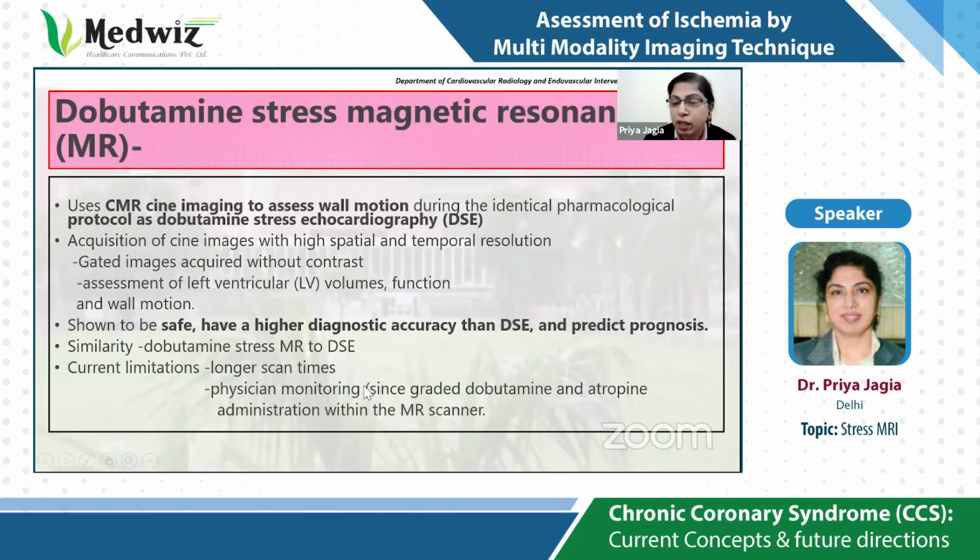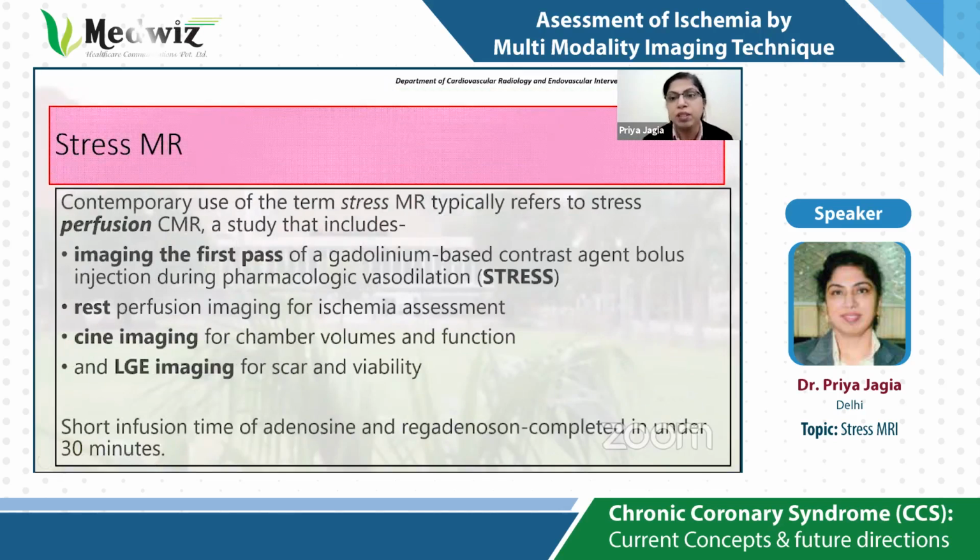However, in the contemporary world, when we talk about stress MR, we are talking about perfusion cardiac MR. It is a study wherein we give a stress agent and see the first pass of the gadolinium contrast agent, which is given as a bolus. We also look at the rest perfusion imaging and compare the two. This is then followed by cine imaging to look for any regional wall motion abnormalities and to look at the chamber volumes. And lastly, because we have given the contrast, at 15 minutes we look for late gadolinium enhancement and look for scar and viability.